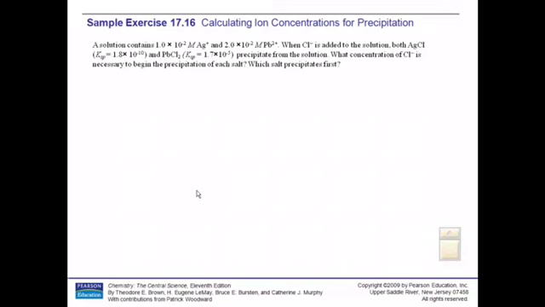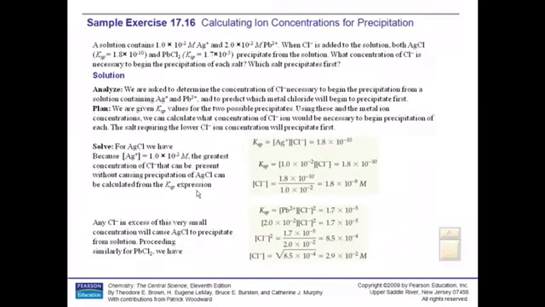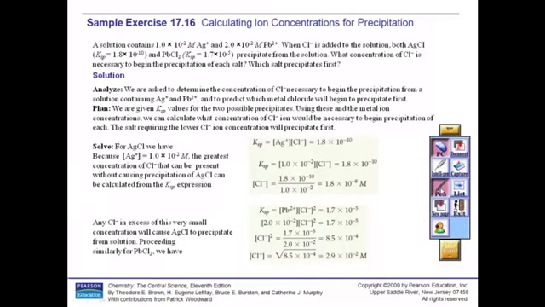So, first let's analyze, and I'm going to use your sample exercise to kind of lead us through here. It says, we are asked to determine the concentration of chloride necessary to begin the precipitation from a solution containing silver and lead, and to predict the metal chloride which will precipitate first. So here's the plan. We're given the Ksp values for your two possible precipitates, and using these and the metal ion concentrations, we can calculate what concentration of chloride ion would be necessary to begin the precipitation for each. The salt requiring the lower chloride ion concentration will be the first one to precipitate. Alright, so let's take a look at this problem here.